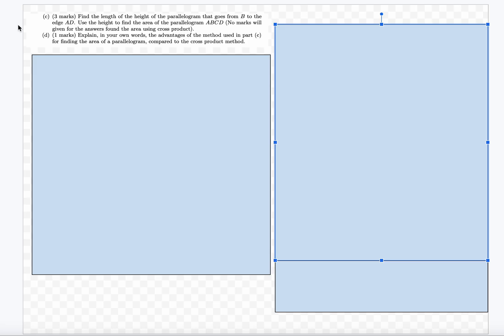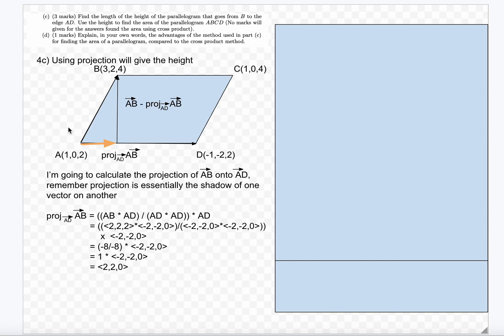So here, since we're not using the cross product, we will be using the formula of a parallelogram, which is area equals base times height, and we'll find the height using projection. In this parallelogram that I've labeled, this orange vector is representing the projection of AB onto AD, and we'll find the vertical distance, or the height, by doing vector AB minus this projected vector.